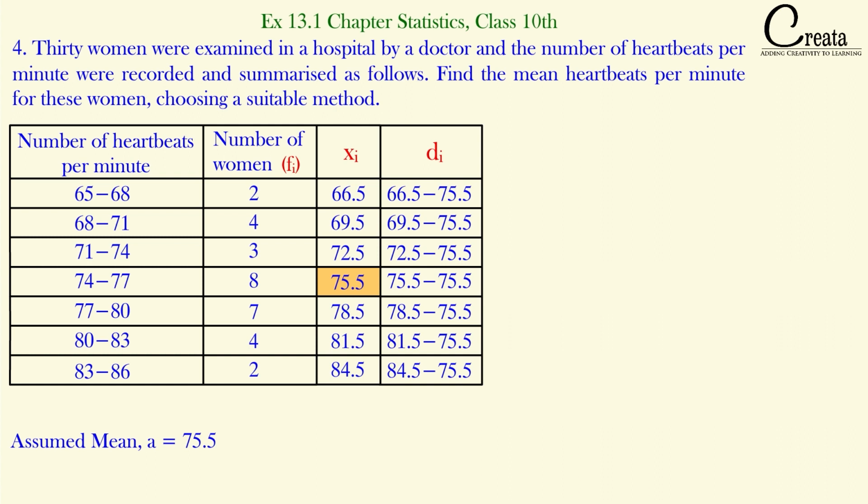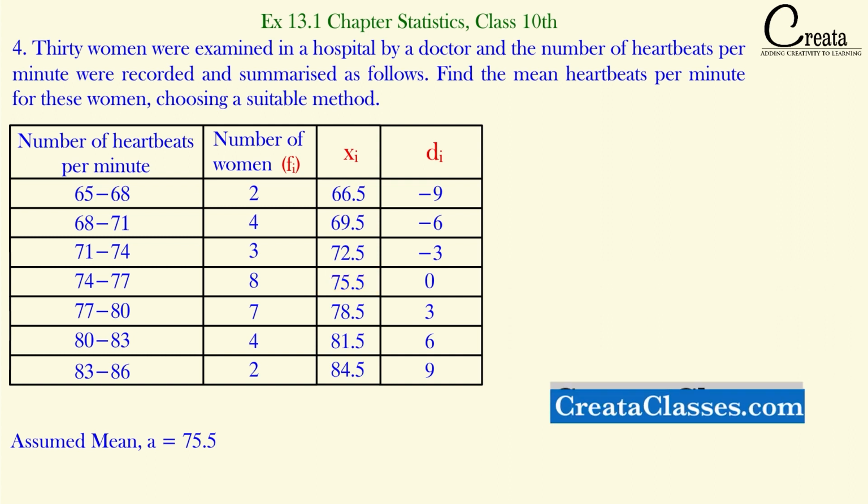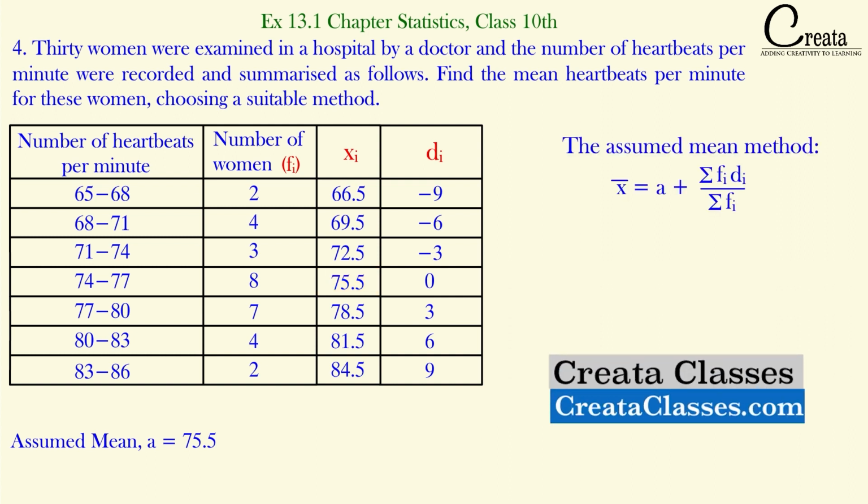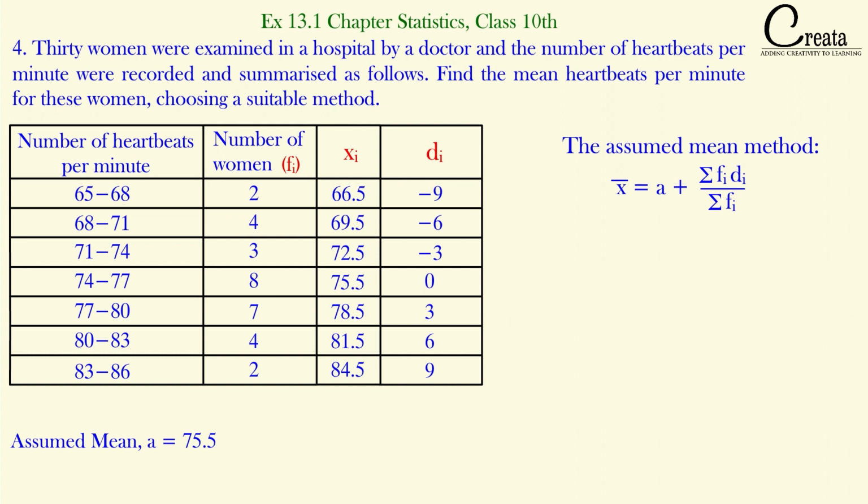The answer will not change. Got it? So we got the value of the deviation as -9, -6, -3, 0, 3, 6 and 9. Now we have two options: either to use the assumed mean method or to go with the step deviation method, which is the next method, in which we have to calculate ui.